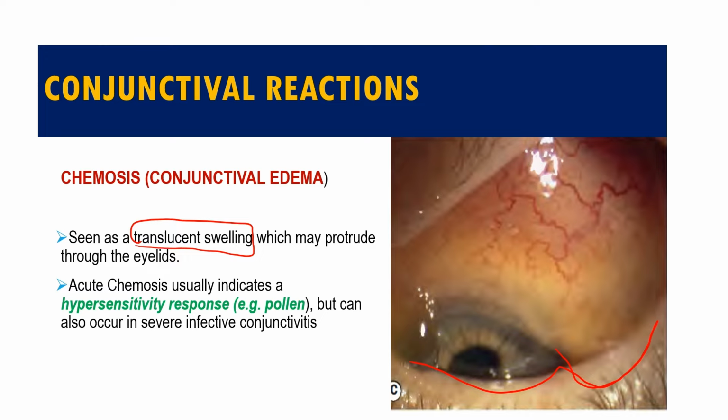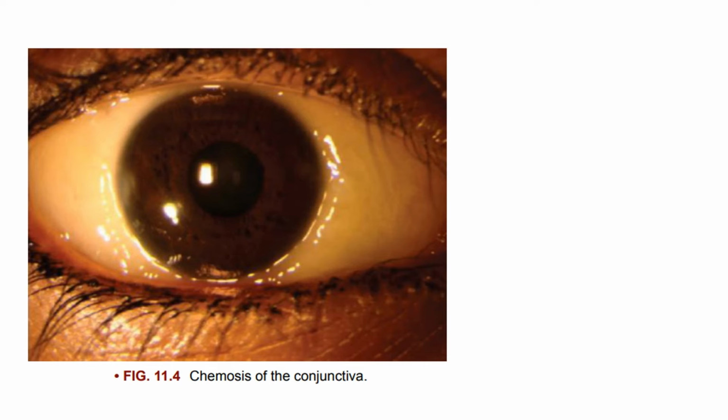Now, where do you see chemosis in case of conjunctivitis? You basically see chemosis in an acute hypersensitivity response, for example in case of pollen. What I mean to say is you will see chemosis basically in allergic conjunctivitis. However, sometimes in severe infective conjunctivitis also you might see chemosis, but mainly such a picture you will have in acute hypersensitivity reaction or allergic conjunctivitis. Of course, in this picture you don't see much hyperemia, but I've put this picture here to show you the marked amount of chemosis seen in this eye.